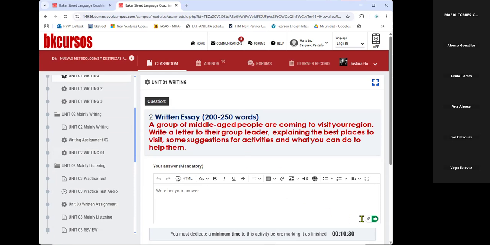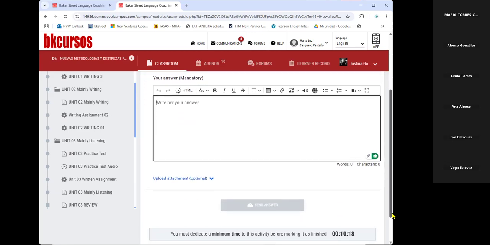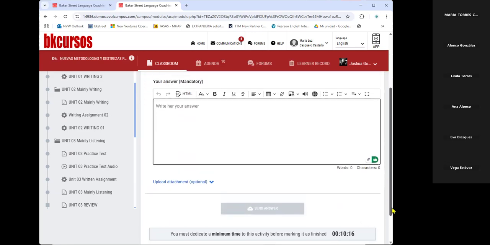And then when you come down here, you will see that when you're doing your writing, it says you must dedicate a minimum time to this activity before marking it as finished. Aha. Which means that you must spend at least 15 minutes doing the writing, which is really good. And so do it on the platform, please. Okay, and that's about the minimum time you need.